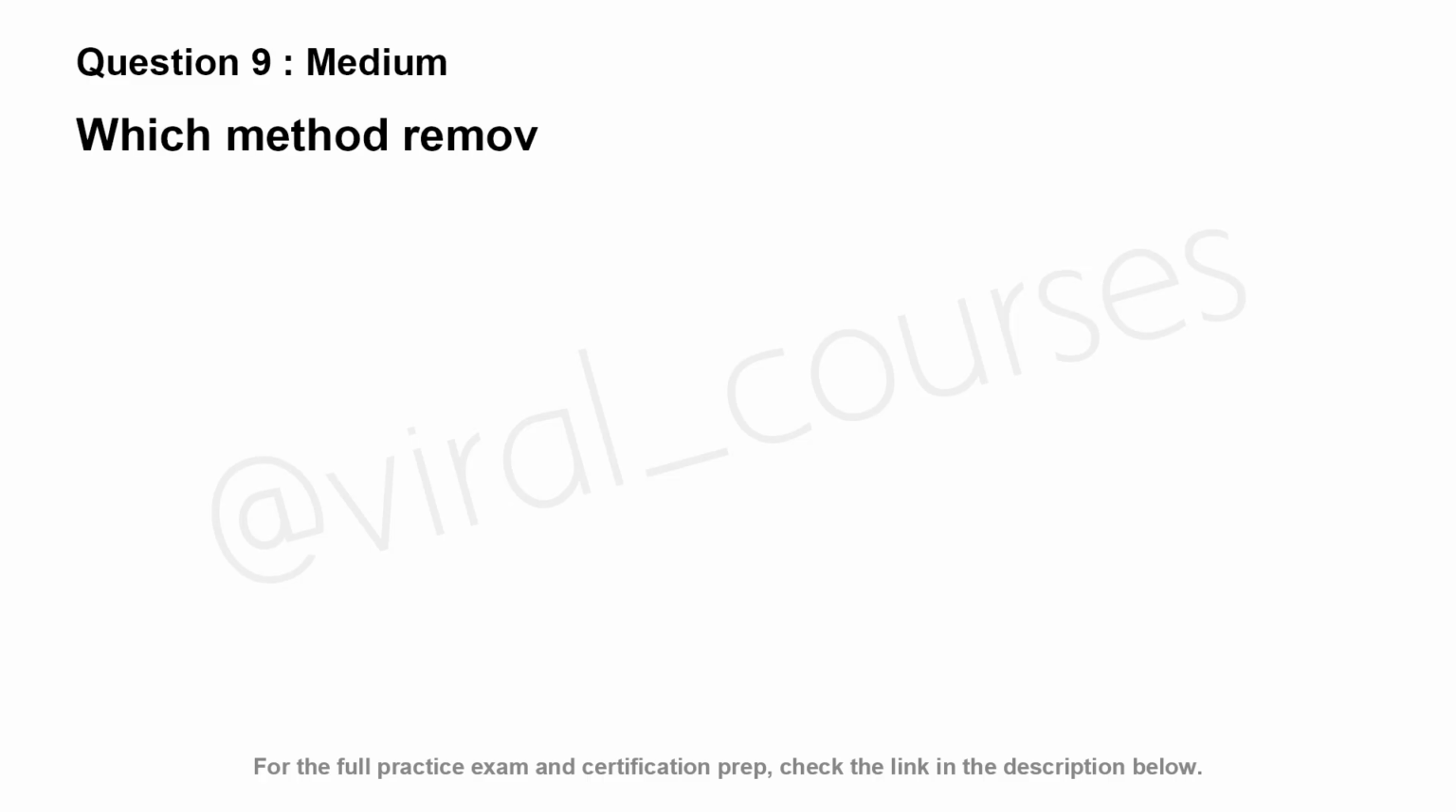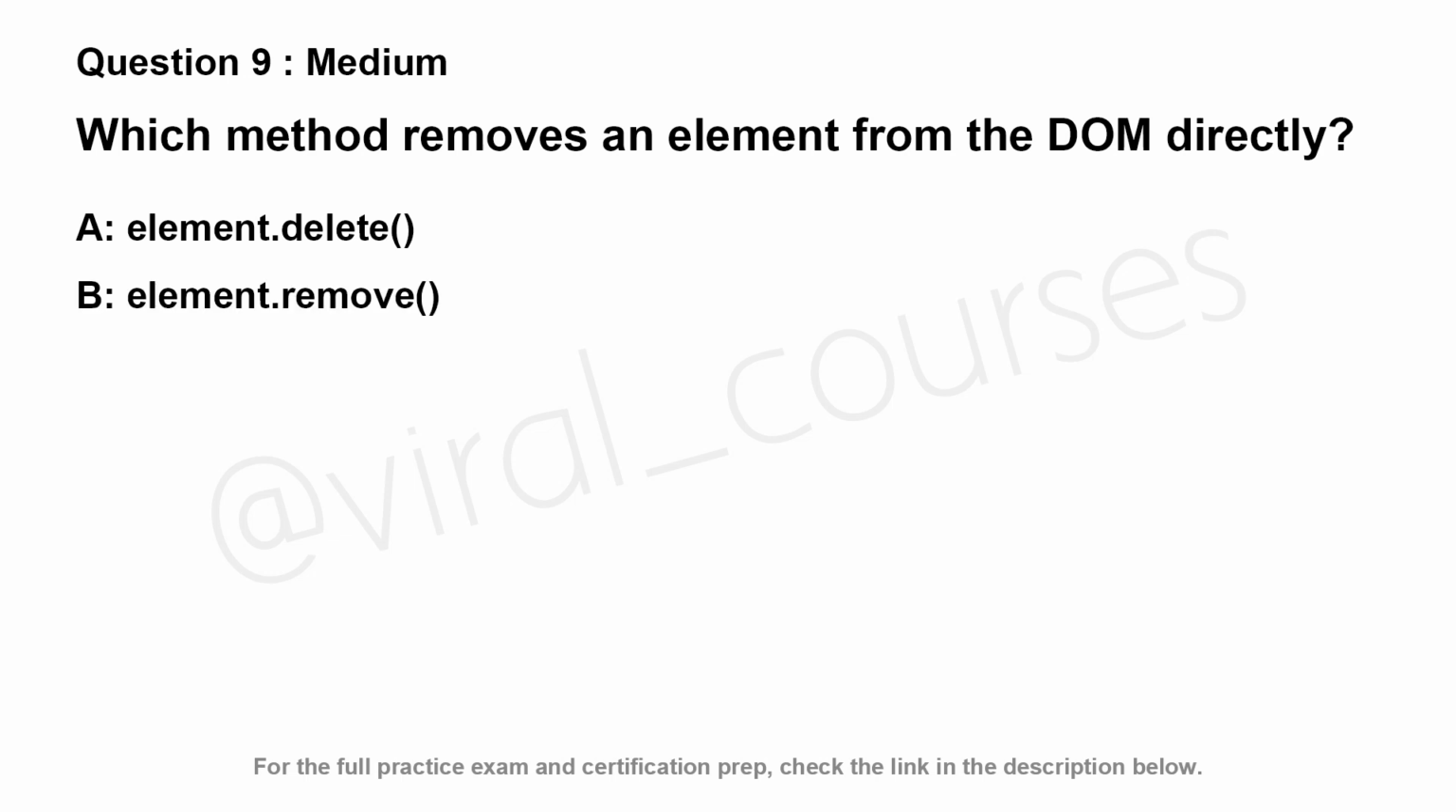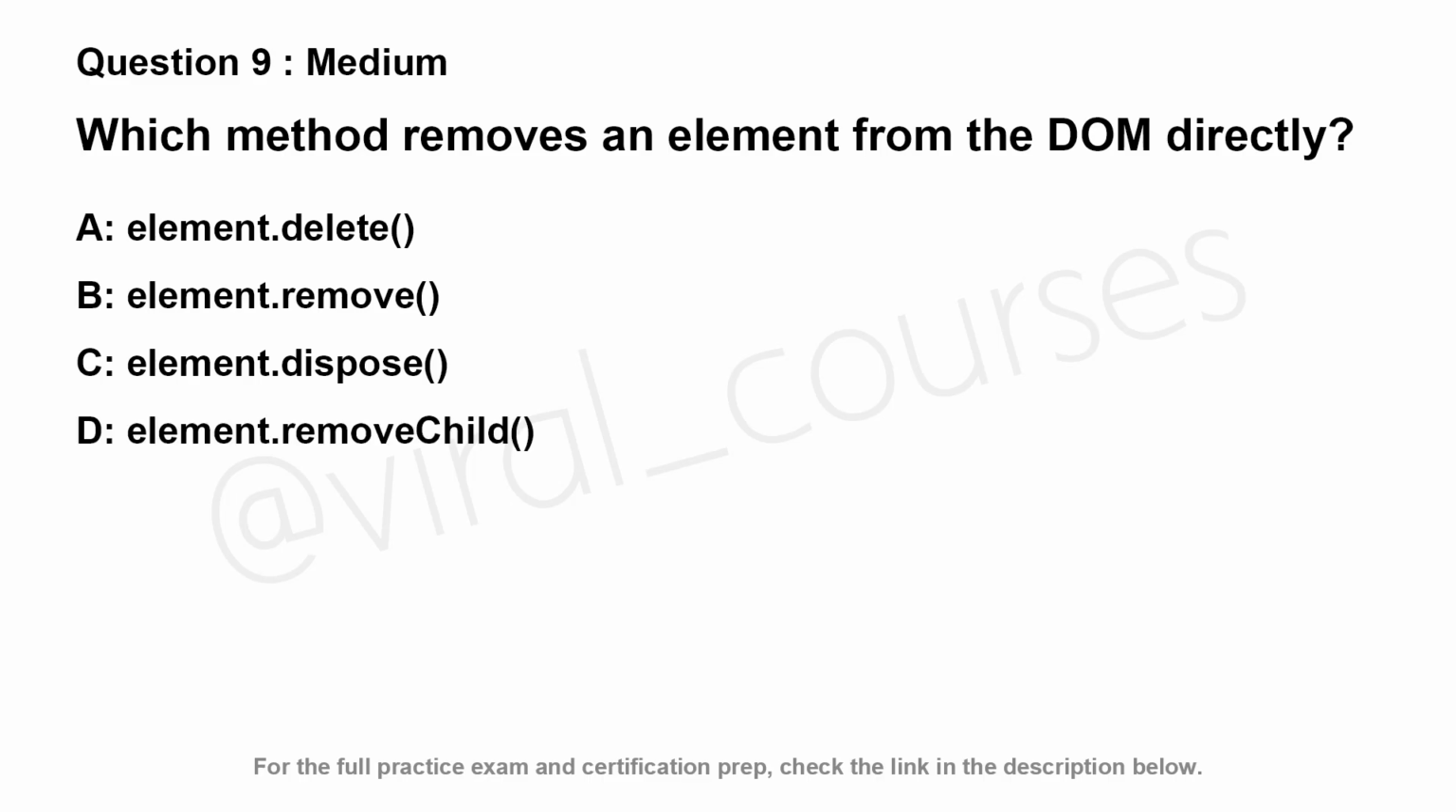Which method removes an element from the DOM directly? Option A. element.delete. Option B. element.remove. Option C. element.dispose. Option D. element.removeChild.